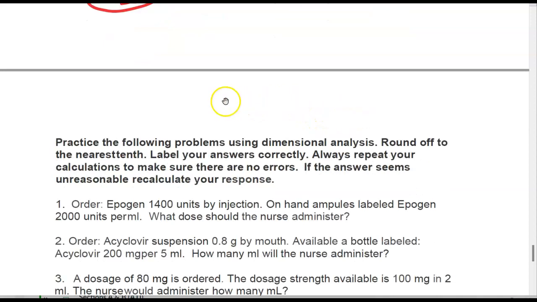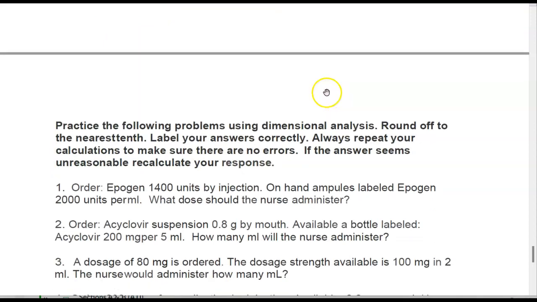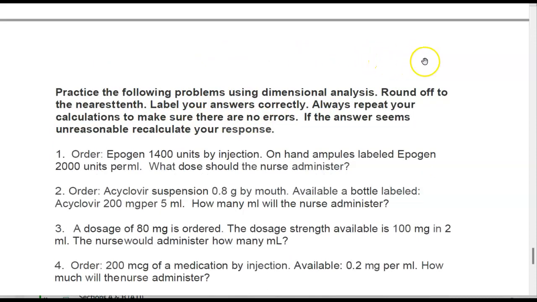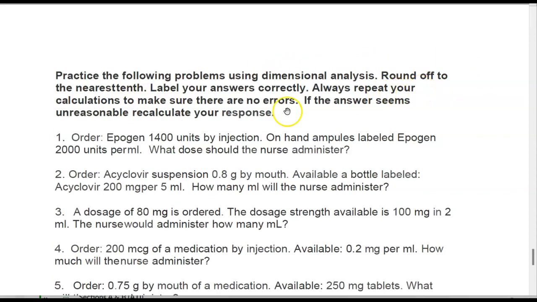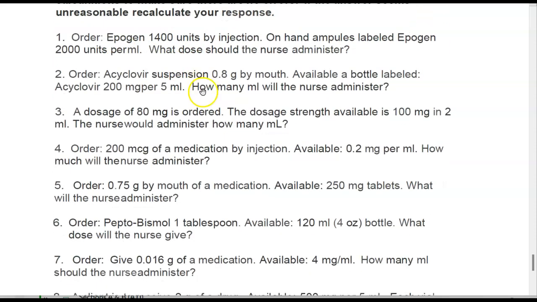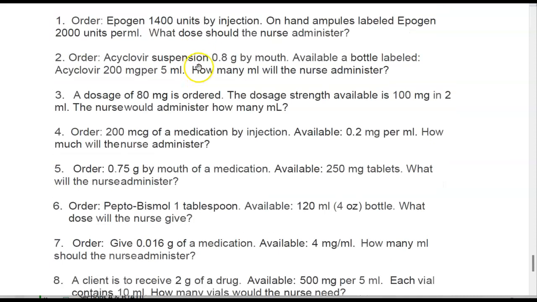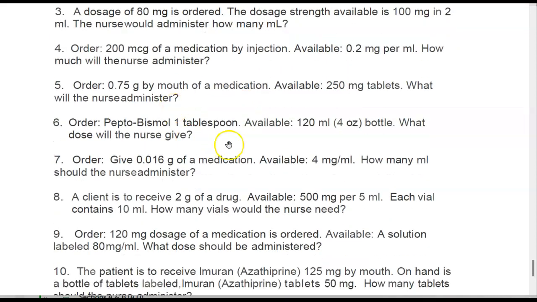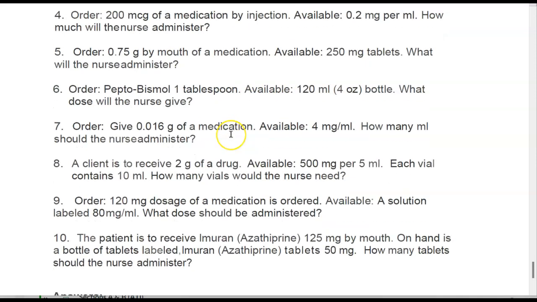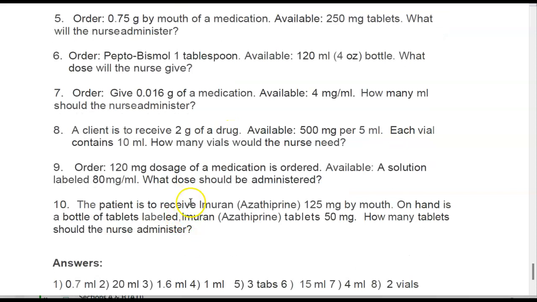So these are some practice problems. Please practice the following problems using the dimensional analysis that you just learned and round off to the nearest tenth, label your answers correctly, and always repeat your calculations to make sure that there are no errors. If the answer seems unreasonable, recalculate your response. So you have all this. Please practice the calculations. Definitely you need to put in some time and really practice them. And you have the answers at the bottom.